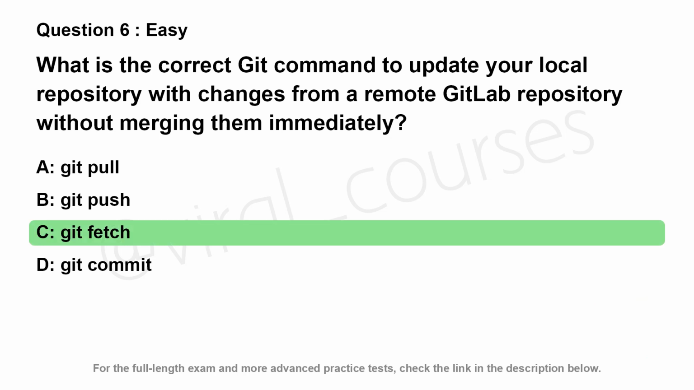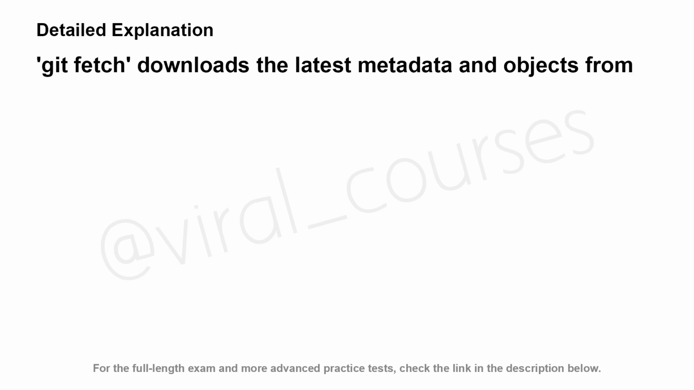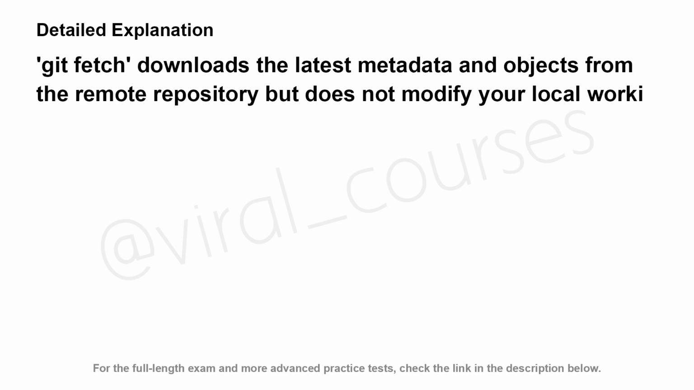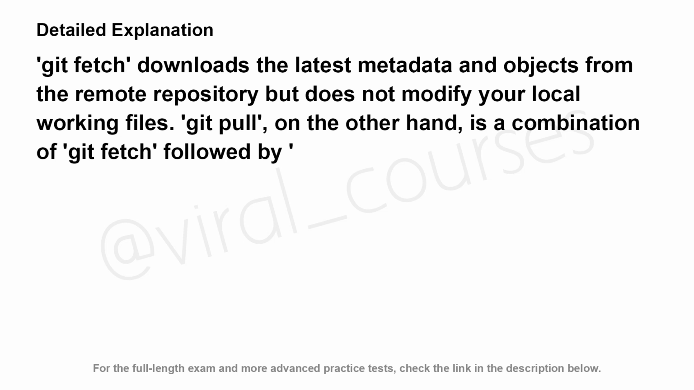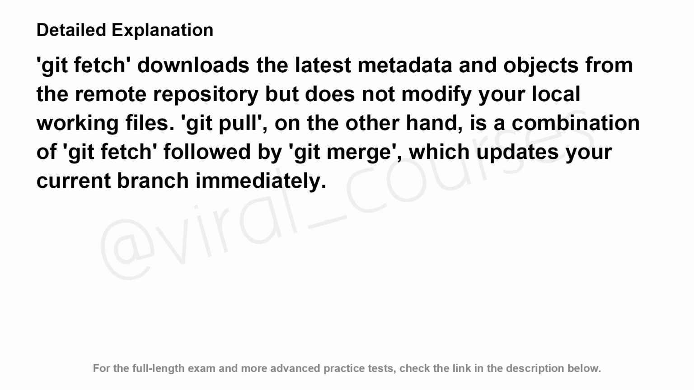The correct answer is C. git fetch downloads the latest metadata and objects from the remote repository but does not modify your local working files. git pull, on the other hand, is a combination of git fetch followed by git merge, which updates your current branch immediately.